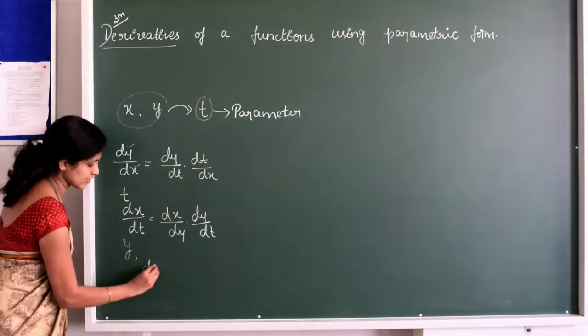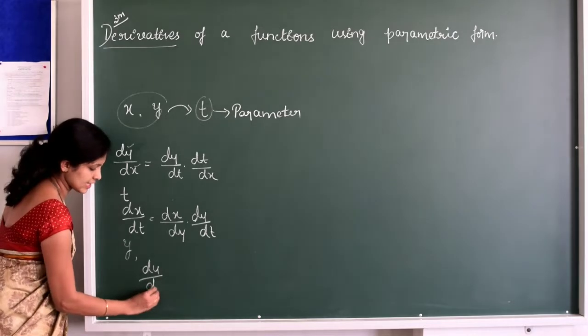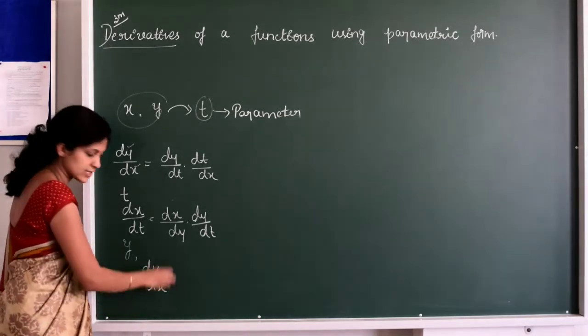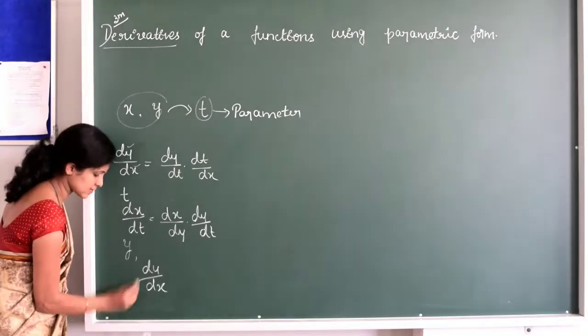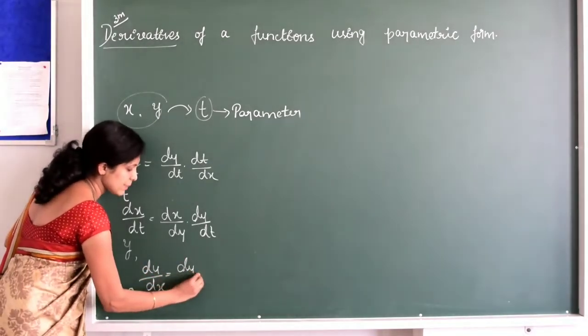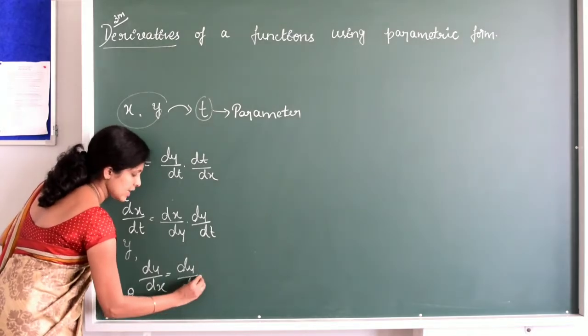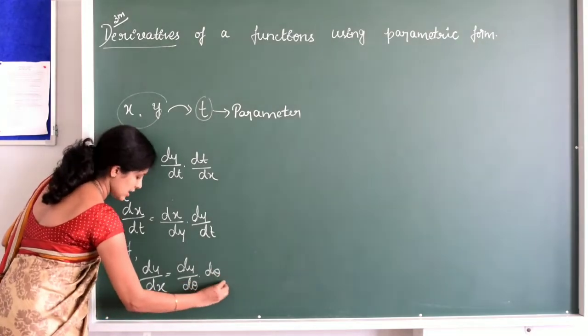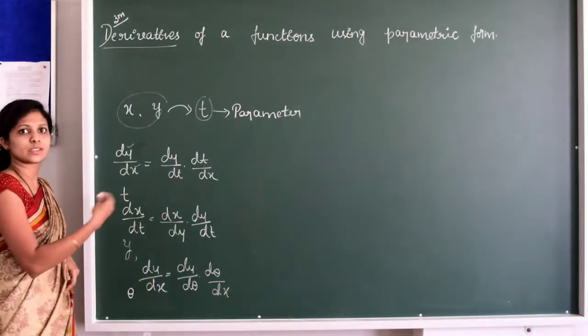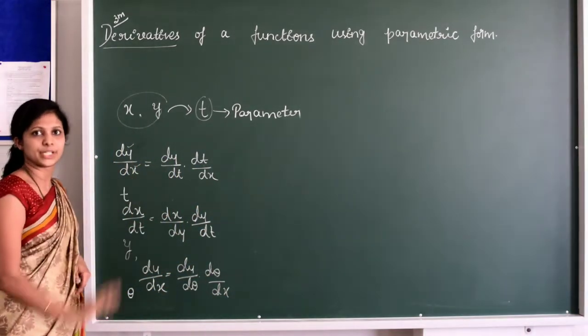We'll consider one more. If dy by dx is there, here also two variables are there, that is y and x. I can express this by using another variable. Let me consider that as theta. So this we can write as dy by d theta into d theta by dx. I hope you understood this one. We'll solve some problems so that you can understand it better.